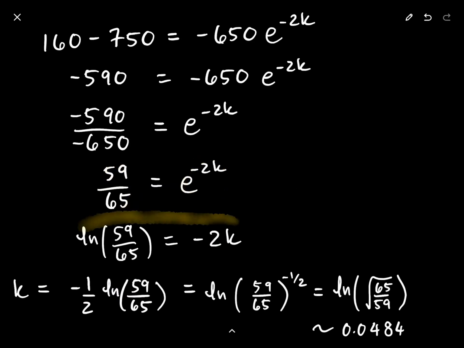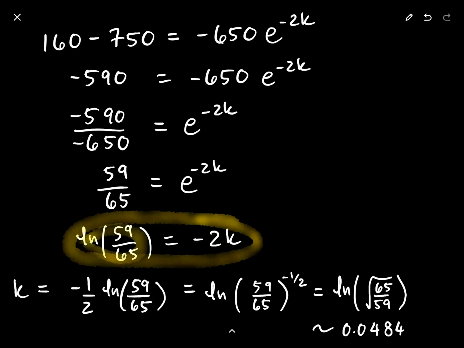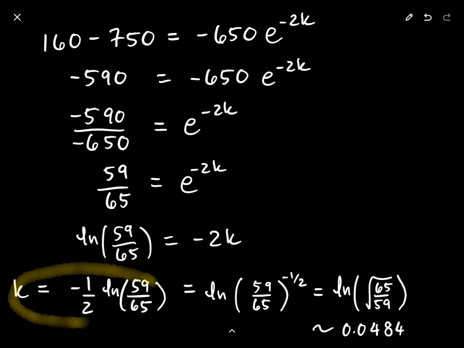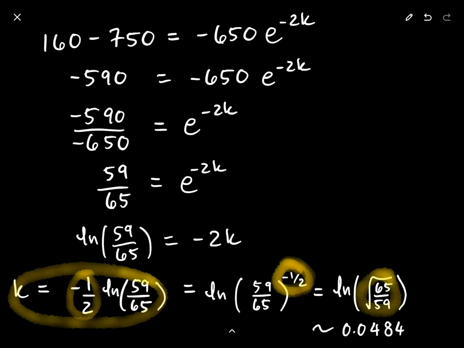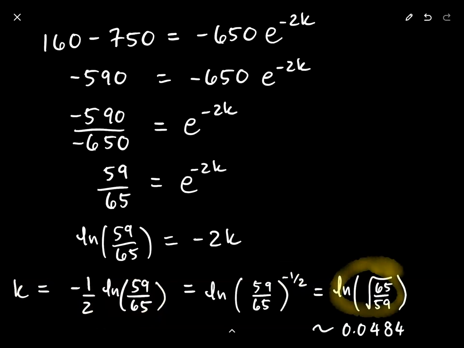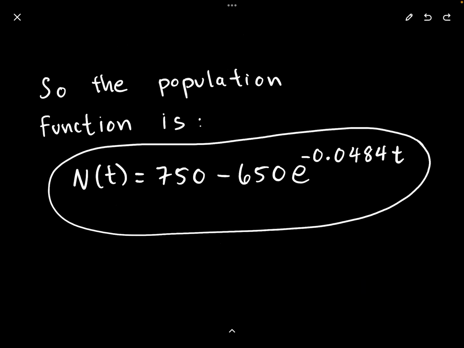Next we take logarithms of both sides. So on the left we have ln of 59 over 65, and on the right we just have minus 2k. So k is equal to minus 1/2 ln of 59 over 65. Using the log law, we can write the coefficient minus 1/2 as the power, and since the power is minus 1/2, we can take the reciprocal and square root it. So k is equal to ln of the square root of 65 over 59, or around 0.0484. So the wolf population is given by this function.